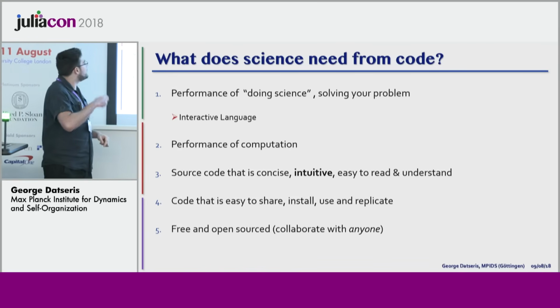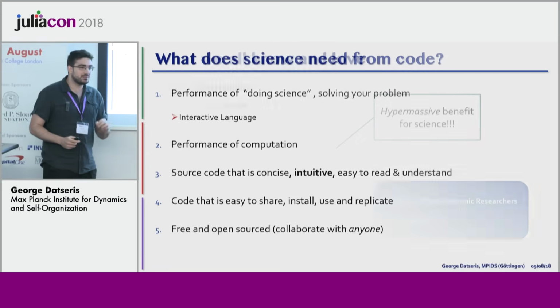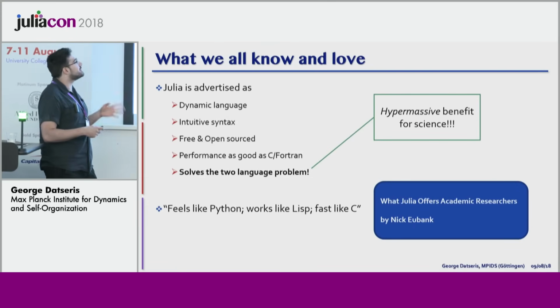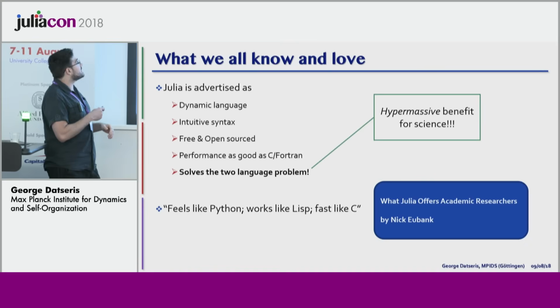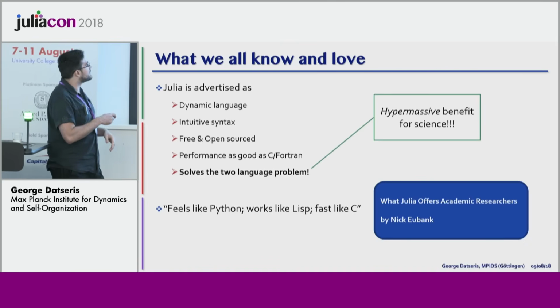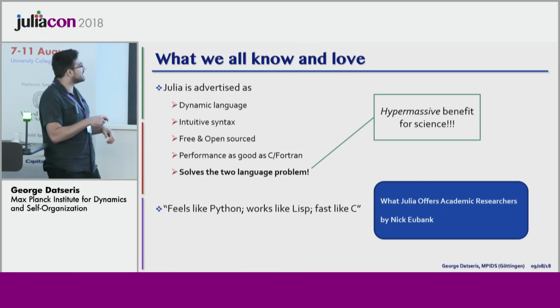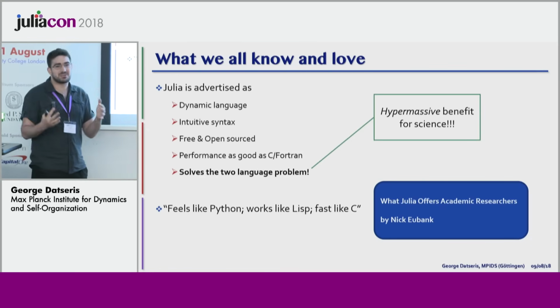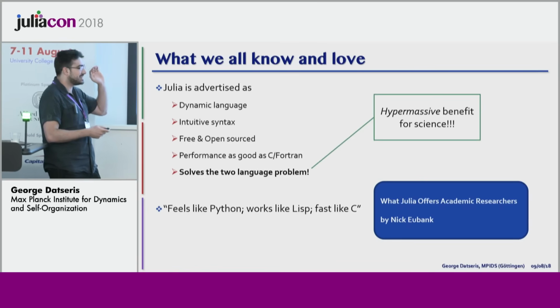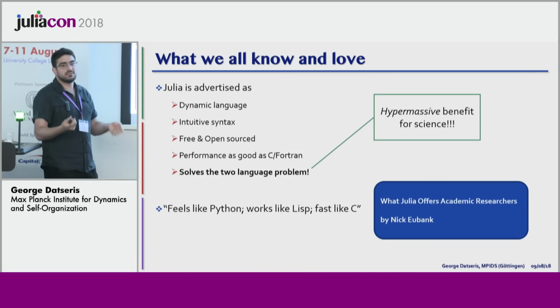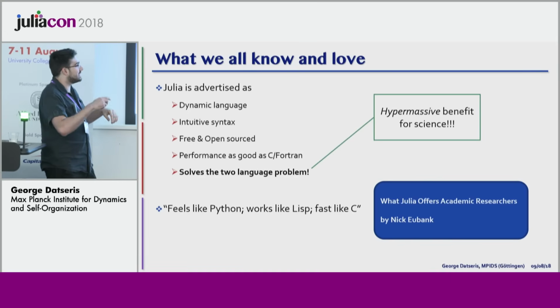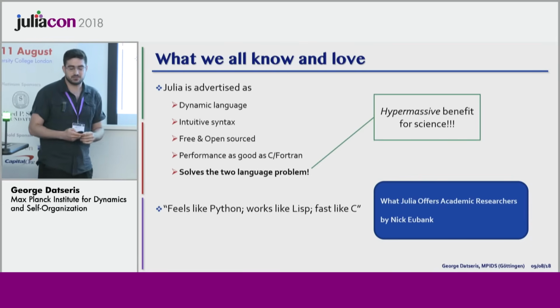So this is a list of really big requirements. However, since you are here, you probably already know that Julia does fulfill each one of these requirements, and it is advertised as such. It is a dynamic language. It is super performant. And most importantly, in my eyes, it solves the age-old two-language problem, which I consider a hyper-massive benefit for science. You will never again have to write in C and Python at the same time. My talk assumes that this is basic knowledge. I assume everybody in the room knows this. And if the people watching on YouTube do not know this slide, then I highly suggest watching this talk by Nick Eubank, which you can find on YouTube.